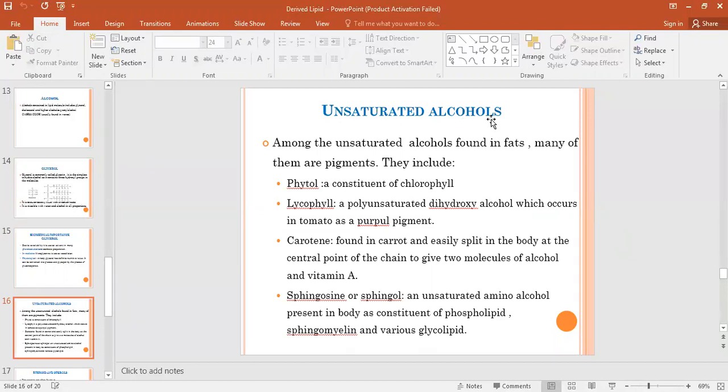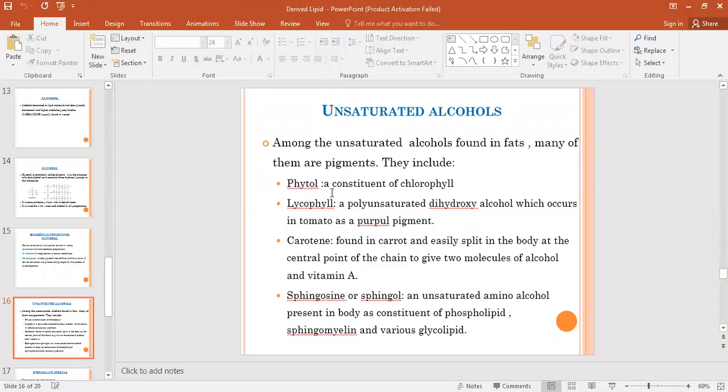Now some unsaturated alcohols. Among the unsaturated alcohols found in fats, many of them are pigments. Do you know what a pigment is? Students, reply: what is a pigment? Any colored substance is known as a pigment.